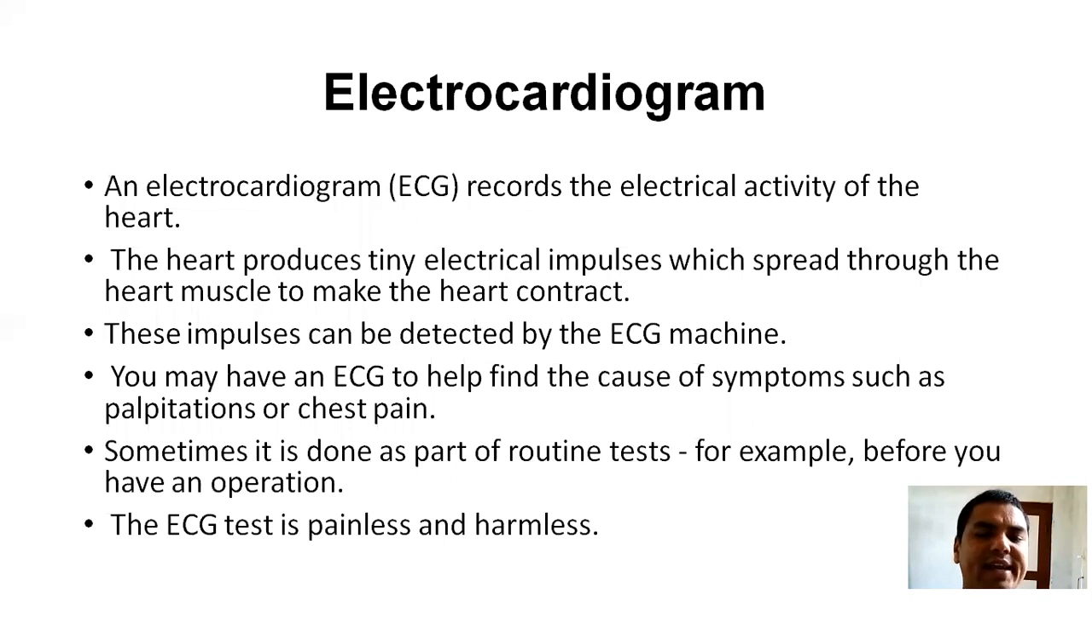Electrocardiogram. An electrocardiogram records the electrical activities of the heart. You can see it in different hospitals, in the emergency ward as well as in different wards of the cardiology ward. The heart produces tiny electrical impulses which spread through the heart muscles to make the heart contract. These impulses can be detected by the ECG machine. You may have an ECG to help find the cause of symptoms such as palpitations or chest pain. Sometimes it is done as part of a routine test, for example, before you have an operation. The ECG test is painless and harmless.